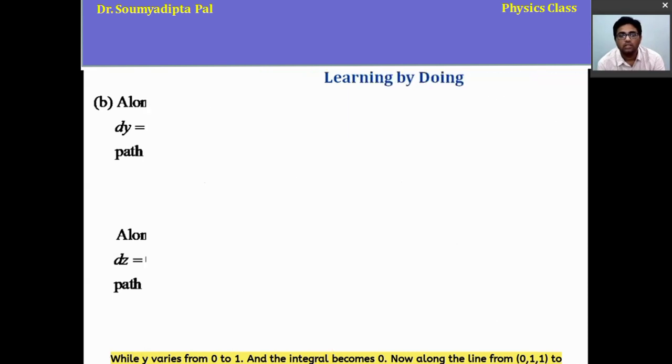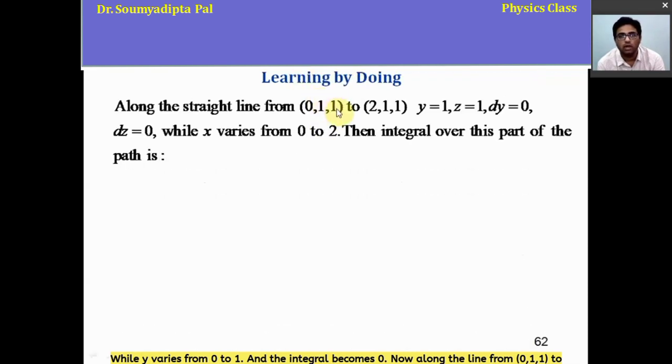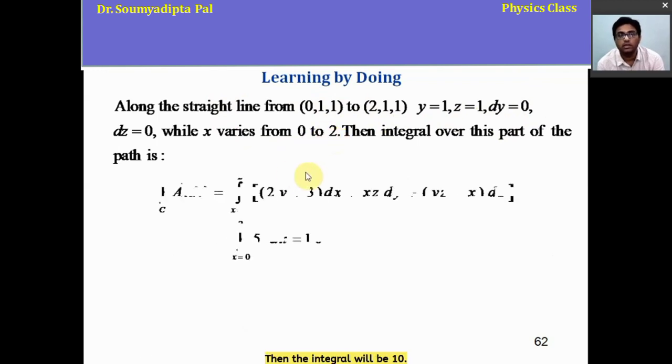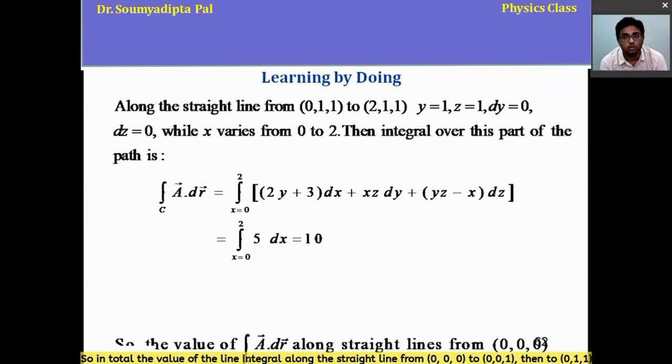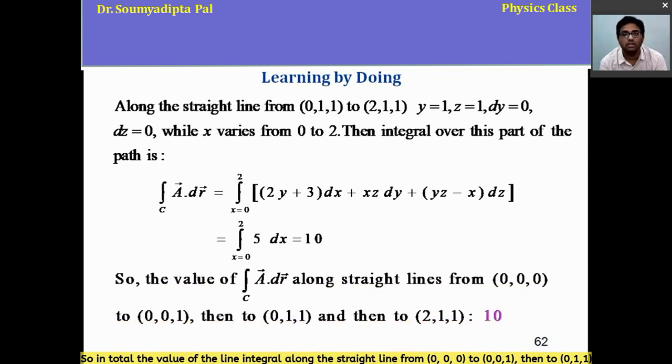Now along the line from (0, 1, 1) to (2, 1, 1), here y equals 1, z equals 1, dy equals 0 and dz equals 0, and x varies from 0 to 2. Then the integral will be 10. So in total, the value of the line integral along the straight line from (0, 0, 0) to (0, 0, 1), then to (0, 1, 1) and then to the last point (2, 1, 1), will be 10.